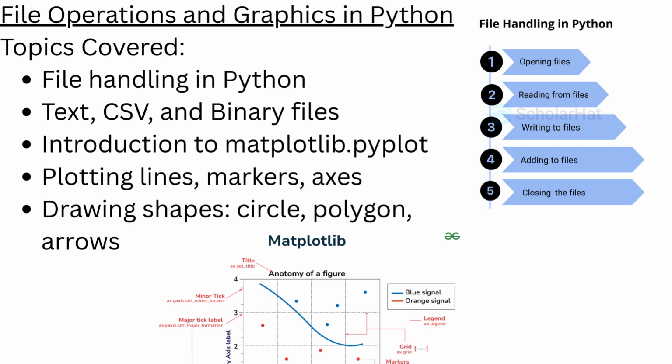This is Unit 4 of Python programming, titled File Operations and Graphics. In this unit, we will learn how Python works with files to store and retrieve data. We will study different types of files such as text files, CSV files, and binary files. After file handling, we will be introduced to Python graphics using the matplotlib library.